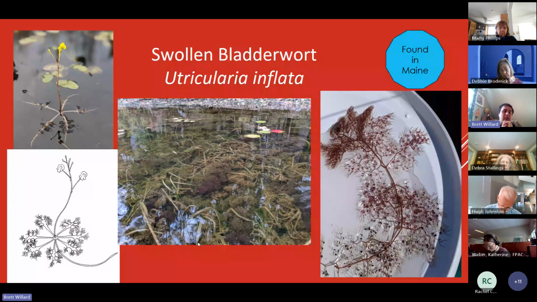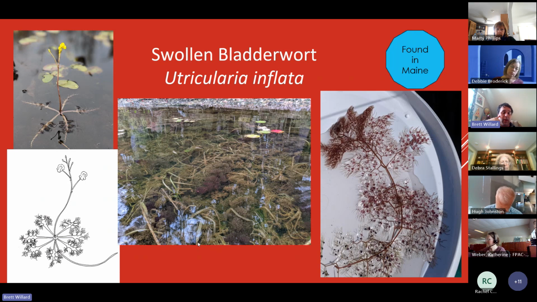So our next submersed, finely divided invasive plant is swollen bladderwort. Swollen bladderwort is a bit of a controversial plant. It's native to the lower United States, but it's declared invasive and found in places where it's been introduced, including New York, Connecticut, Massachusetts, Vermont, New Hampshire. In New Hampshire, it's not officially declared yet. In Vermont, I'm not sure if it is yet, but the plant is there and it's being studied. This plant, when introduced to a new body of water, can outcompete other bladderworts.